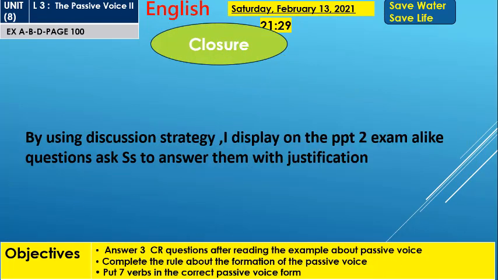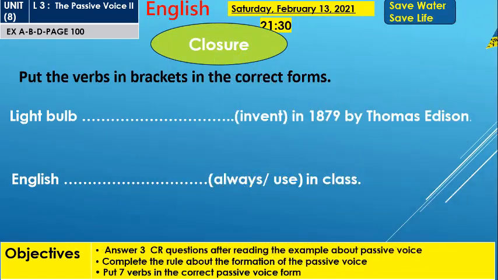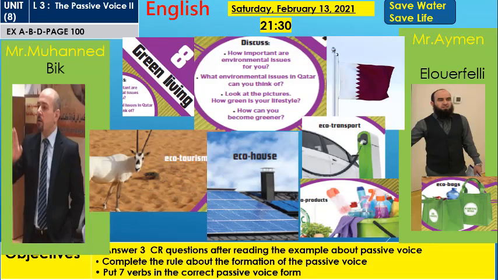Let's finish with this game. Let me ask you the following question. Put the verbs in brackets in the correct form. Light bulb, the verb invent, in 1879 by Thomas Edison. Yes, was invented, excellent. And in English, we want the passive voice of the verb use, with always: is always used in class. Excellent.